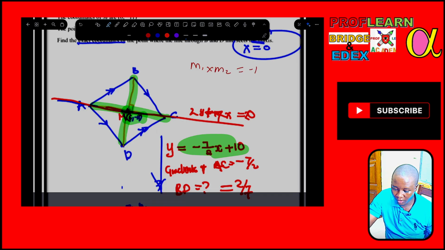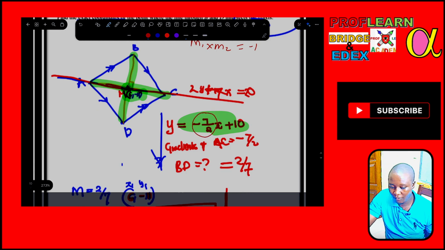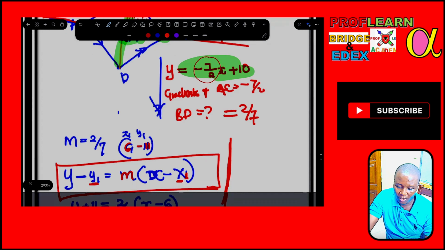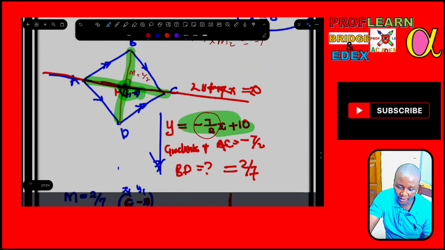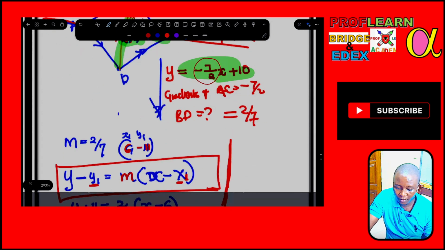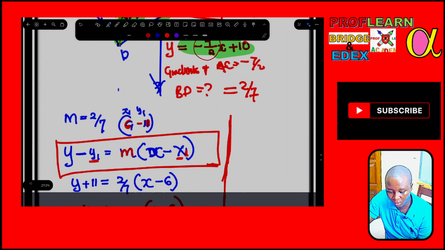So if the gradient of this line is negative 7/2, then the perpendicular line here will have a gradient of 2/7, so that if you multiply these two values, you are going to get -1. Then since we have the gradient of this line and where the line passes is (6, -11), we can find the equation of this line using the formula y minus y1 equals m into x minus x1.